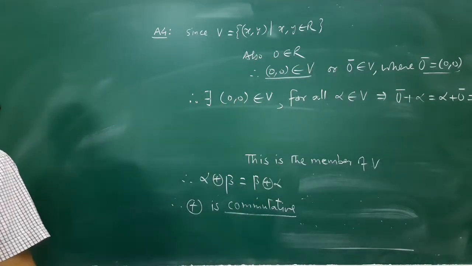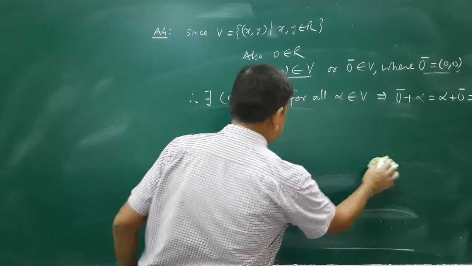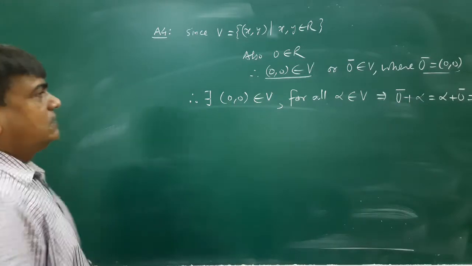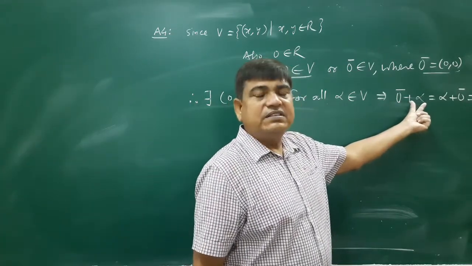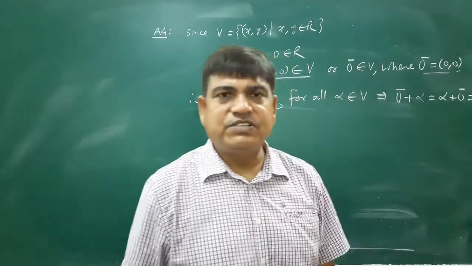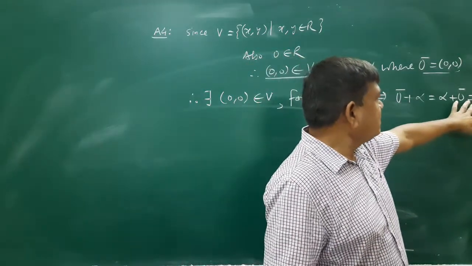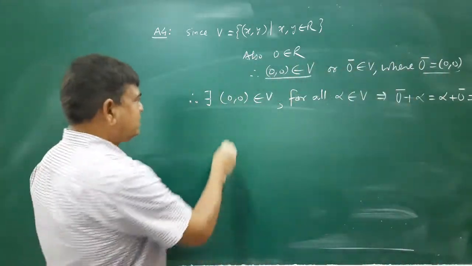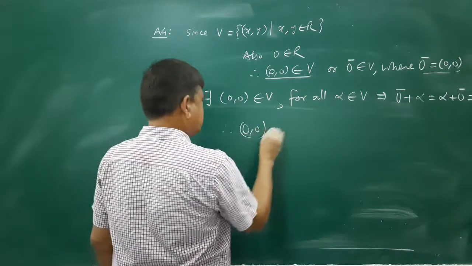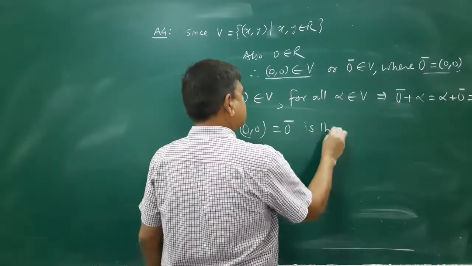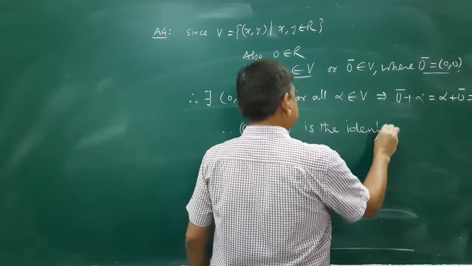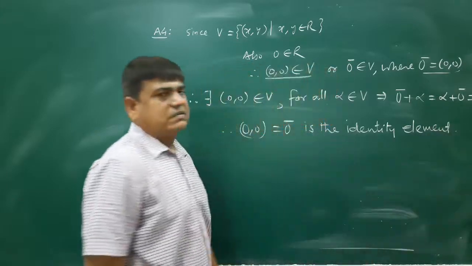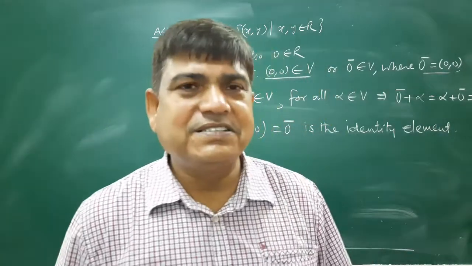Just verify this. Now instead of alpha, you can write x comma y. Instead of this one, you can write 0 comma 0. So you find the answer. You will find this is alpha. Sorry, it's not e. This is alpha. Therefore, this I denote is the identity element. This is the identity element. Okay.